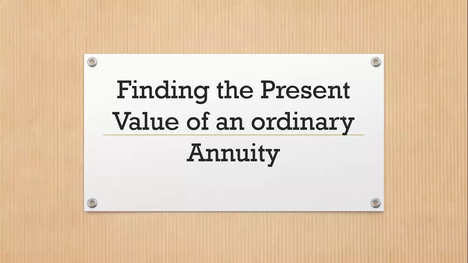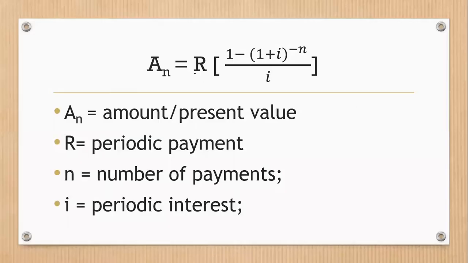Finding the present value of an ordinary annuity with the formula A sub n is equal to R multiplied by the quantity 1 minus the quantity 1 plus i raised to negative n, all over i, wherein A sub n is the amount or the present value.